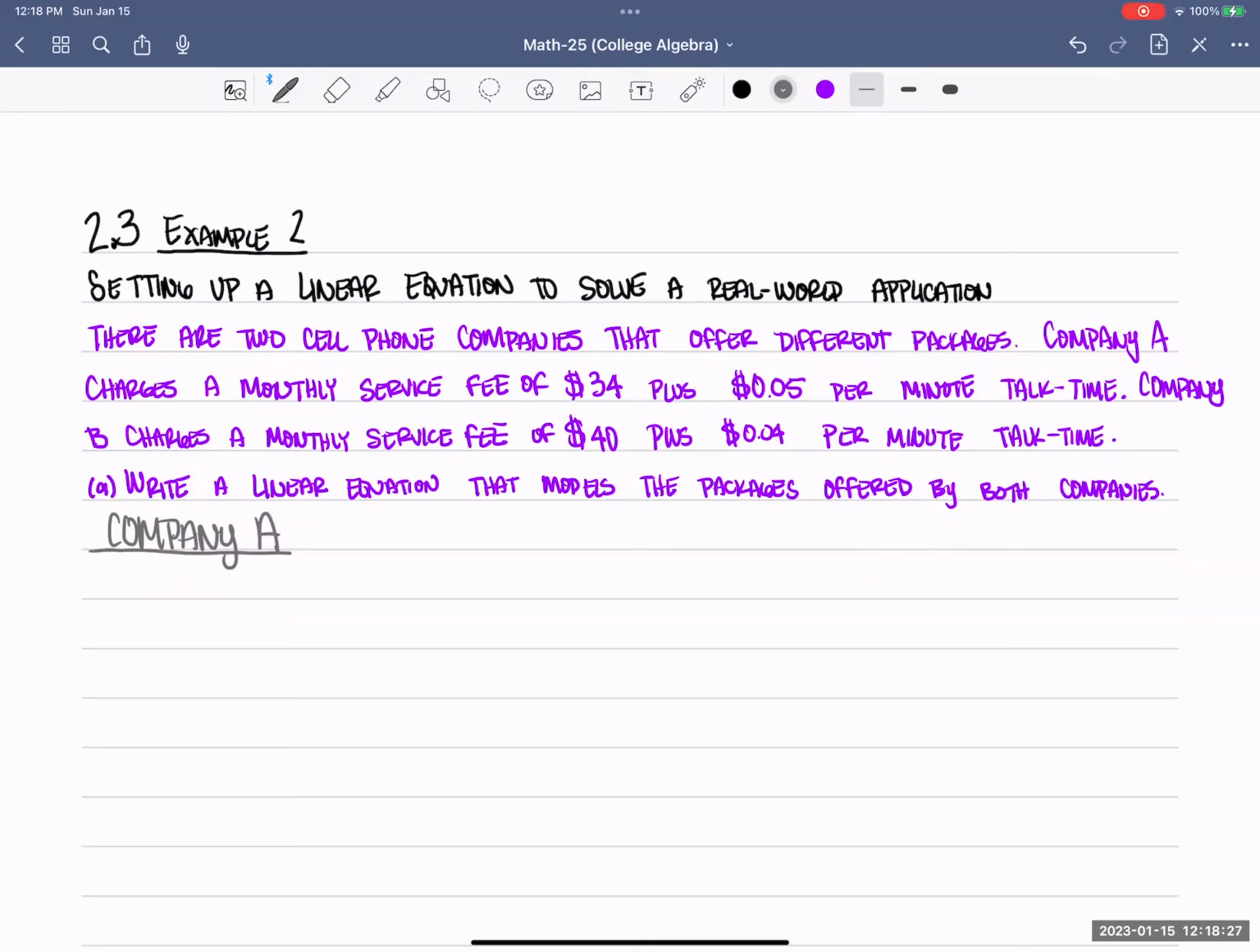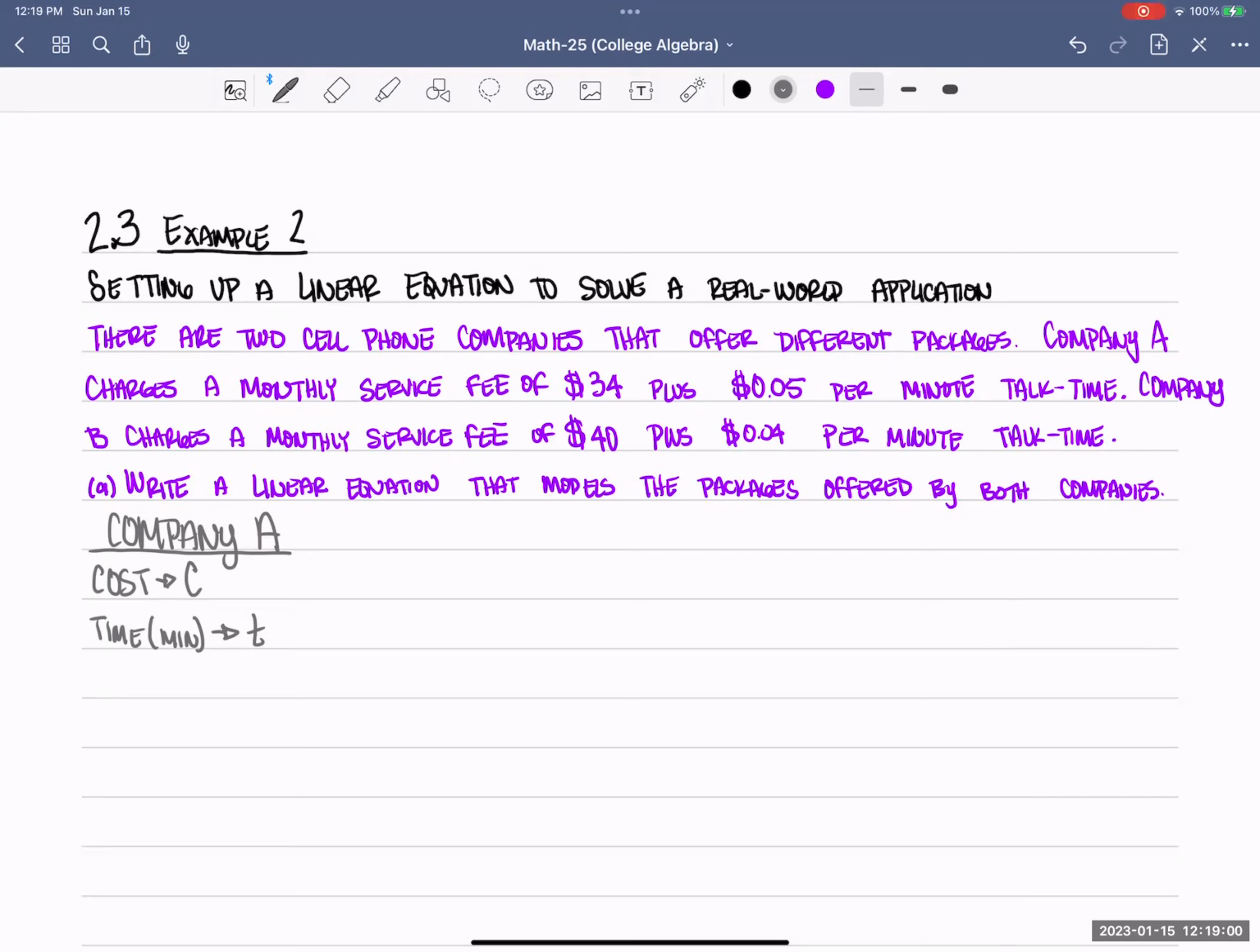So company A, we have to identify what our function is going to look like, or what our equation is going to look like. So identifying everything. We'll call cost C. We'll call time in minutes T. And it looks like those are our two variables. So we have our cost, which is our output, our time, which is our input.